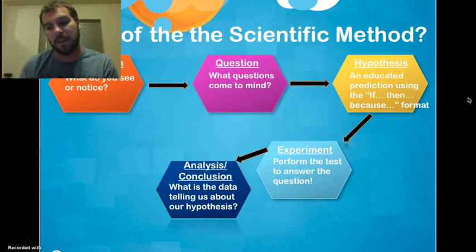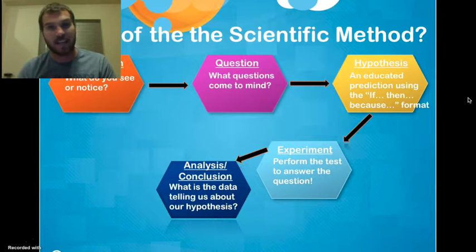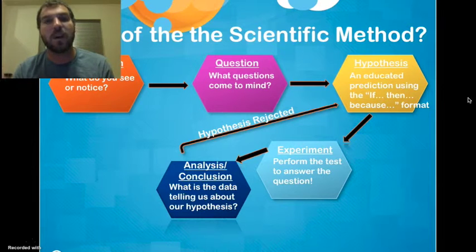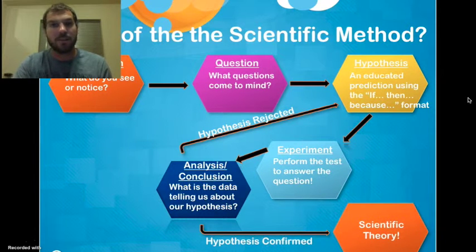We analyze the data, and from that data we draw our conclusions. The conclusion is always related to our hypothesis. Does the data prove the hypothesis correct? Or does the data reject the hypothesis and say, no, we were wrong? Those are the two questions we have to ask ourselves. If we reject the hypothesis, then we go back, make a new hypothesis, and start the investigation over again. But if the hypothesis is confirmed, then we have a scientific theory, and we have data to back it up.